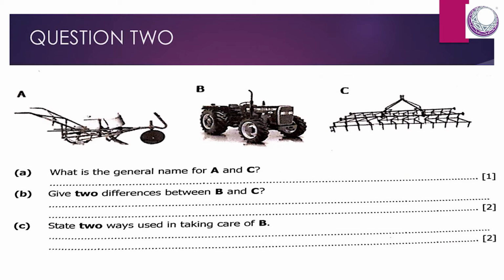Then we move on to item C. It says, state two ways of taking care of B. B being a machine, that's a tractor. One, you should make sure you check the level of the engine oil before using it. You should also make sure that the tires have enough pressure. You should also make sure that the bolts are tight before you use it, or every time. Then we move on to the next question.